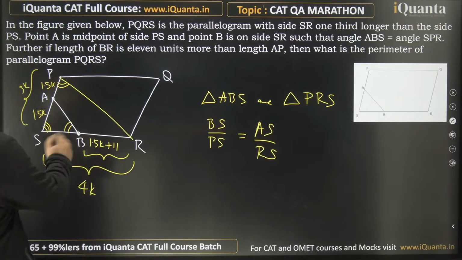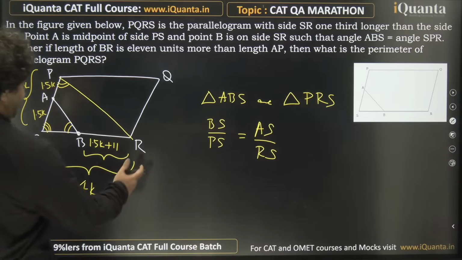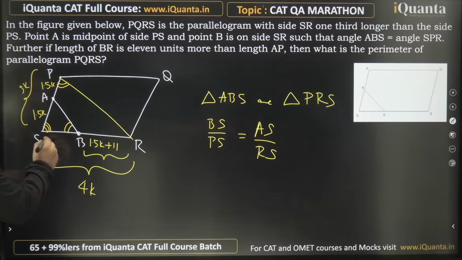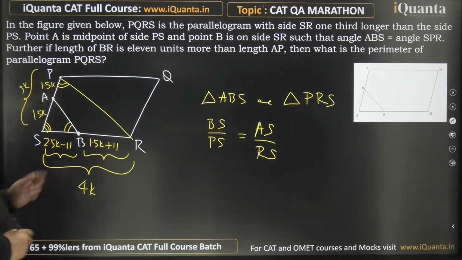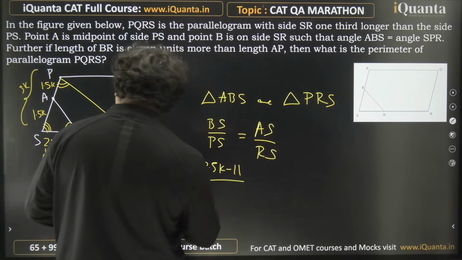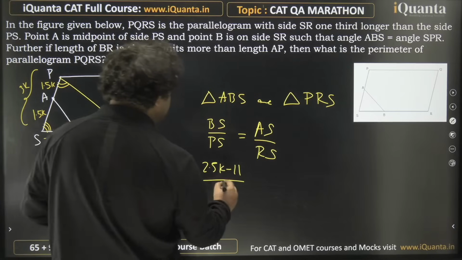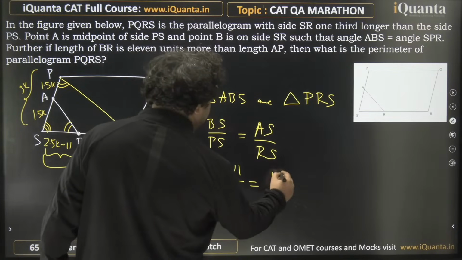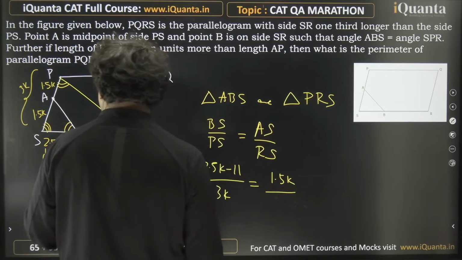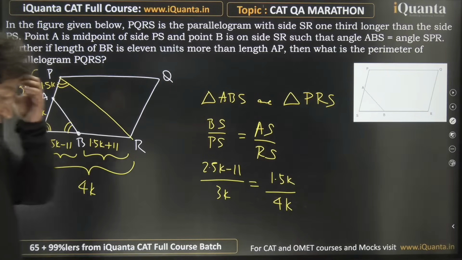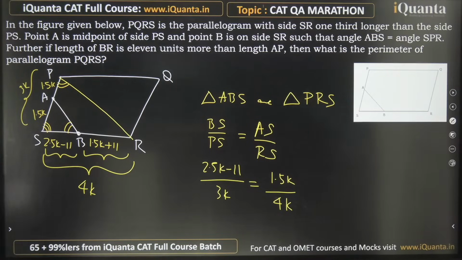So BS is basically, what is BS? If this whole is 4K, this is 1.5K plus 11, so this will be how much? 2.5K minus 11, right? Yes or no? So BS, that means 2.5K minus 11 upon PS, that is 3K, will be equal to AS, that is 1.5K, upon RS, that is 4K. This is what we have with us, and we can get the value of K now.